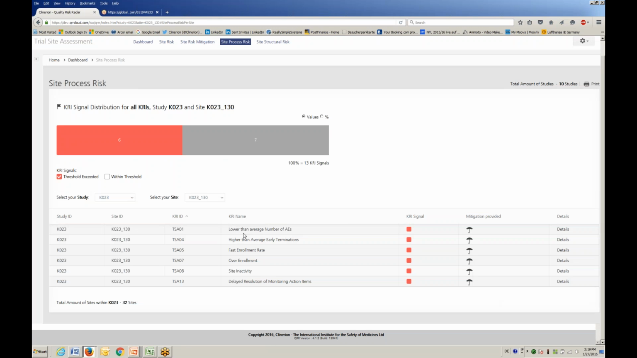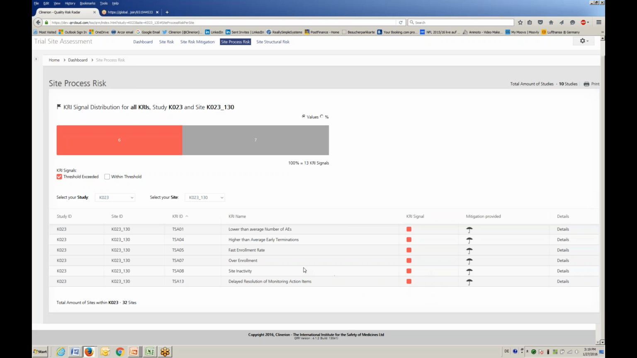We're talking about, as we saw before, lower than average number of AEs. So that's not surprising, since this particular KRI was one of the top 3. So it's not surprising that it's also affecting this site as well. But beyond that, we have others: higher than average early terminations, fast enrollment rate, and so on. And so all of these KRIs have gone beyond their quality thresholds.